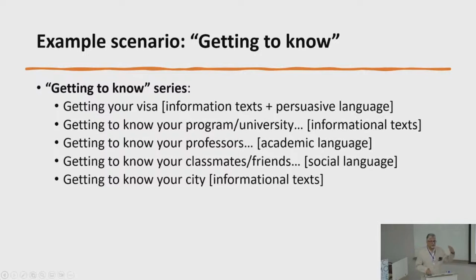So you want to go to a particular university in Australia. What should the program give you? What are you looking for? You can have a scenario based on that. Getting to know your professors is very important if you are going into an advanced study or research program. Getting to know your classmates, getting to know your city. So these are examples. I'll give you one long example in a little bit.